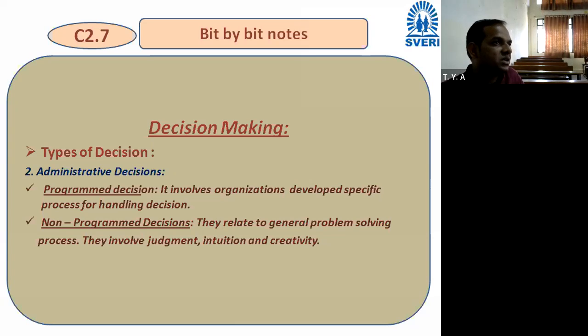So the specific process for handling the decision is already developed, so it comes under the programmed decision. Non-programmed decision is related to the general problem solving process. They involve judgment, intuition, and creativity. It means as per the requirement and as per your judgment, you are taking the decision, right? So intuition means what? Intuition, antarjnan.